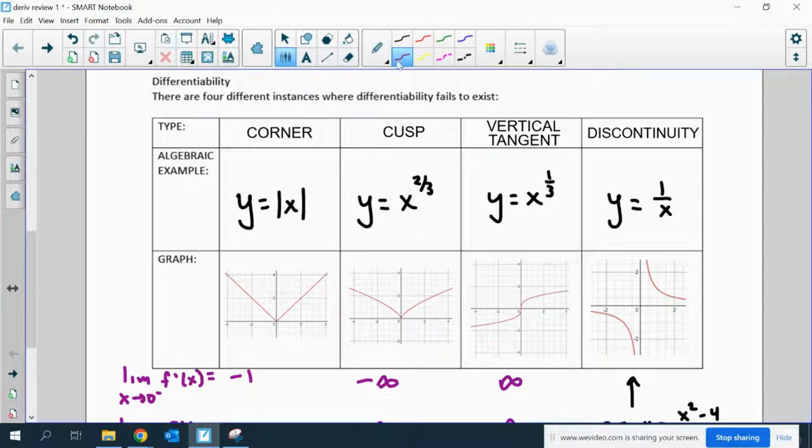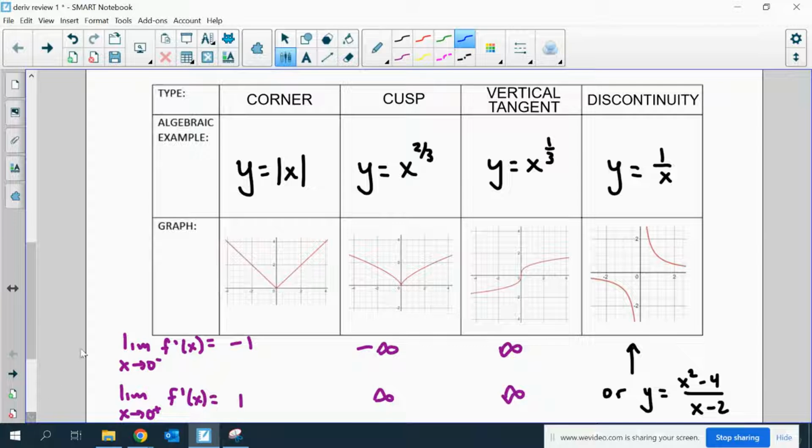There are 4 different instances where differentiability fails to exist: a corner, cusp, vertical tangent, and discontinuity. And I have examples of those 4 here. Essentially, corners are where you have the derivative from one side not equaling the derivative on the other side in their numerical values. Cusps are where you have the derivative from one side and the derivative from the other side being different kinds of infinities. So it ends up being similar to a corner, but it's a little curvy.